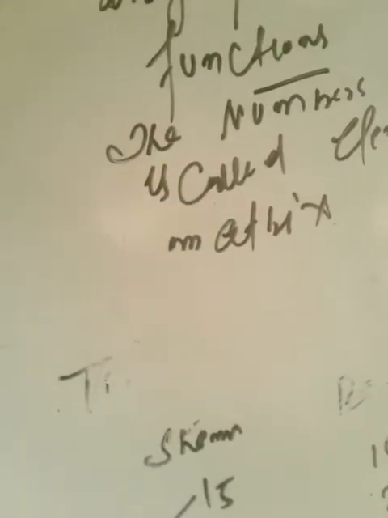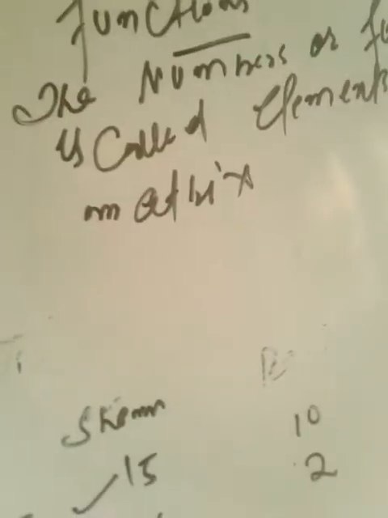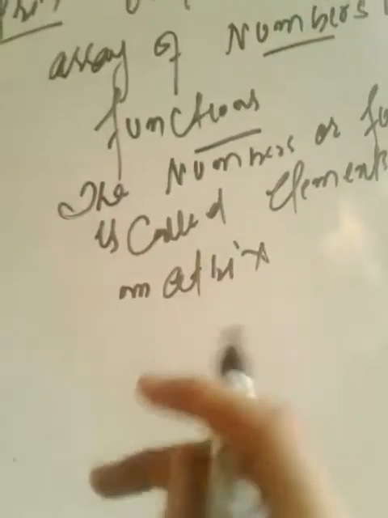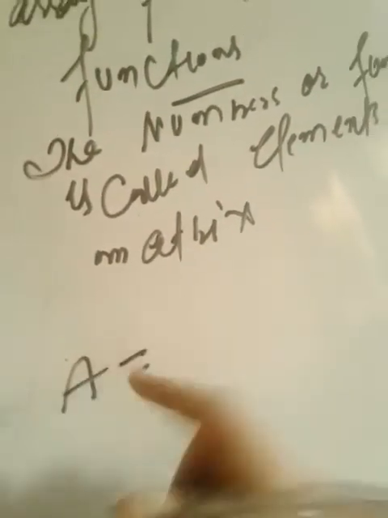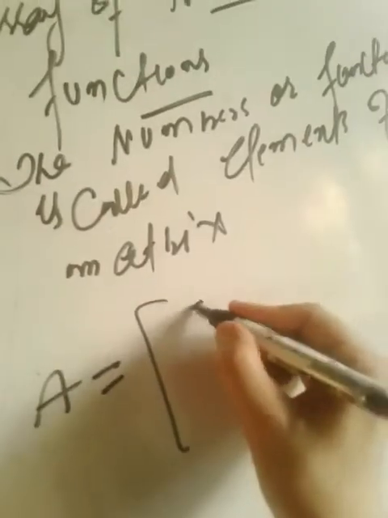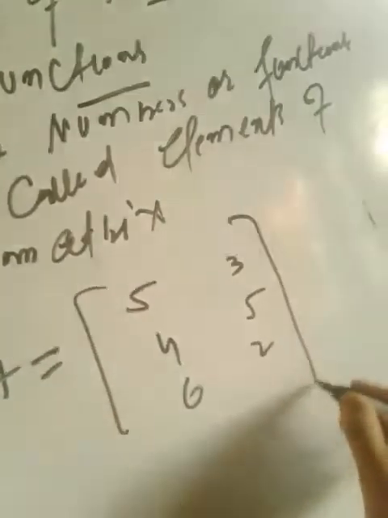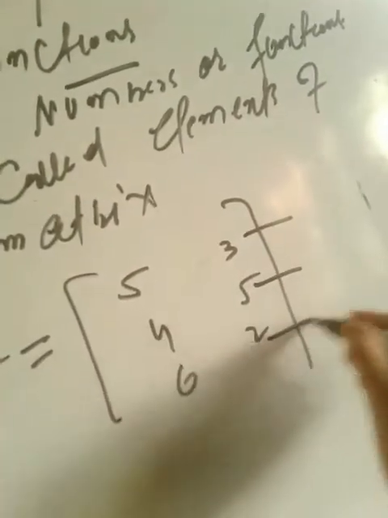A matrix is any rectangular arrangement of numbers or functions. The numbers or functions are known as the elements of the matrix. Usually we denote a matrix by capital letters. Suppose A is a matrix. We will give the arrangement to numbers: suppose 5, 3, 4, 5, 6, 2. This is a matrix, an arrangement of numbers in which we have rows and columns. Here how many rows? 3 rows.